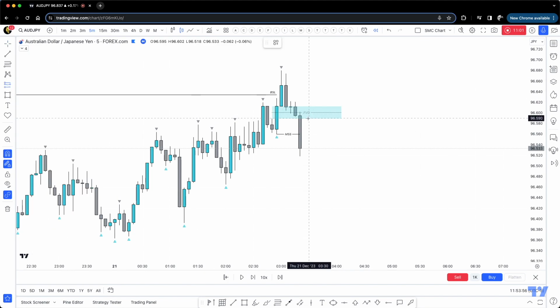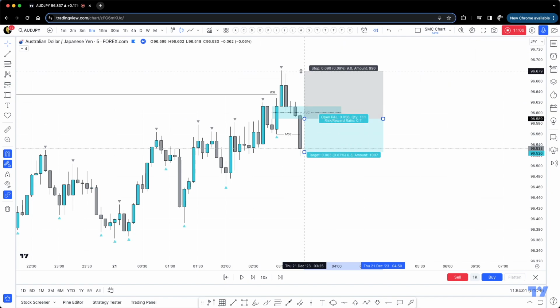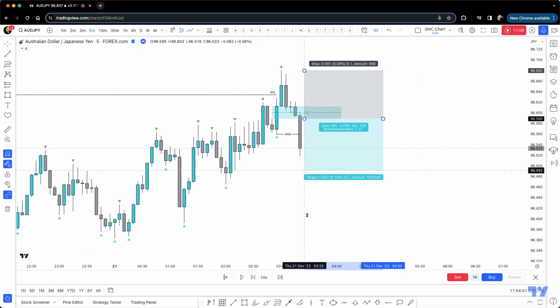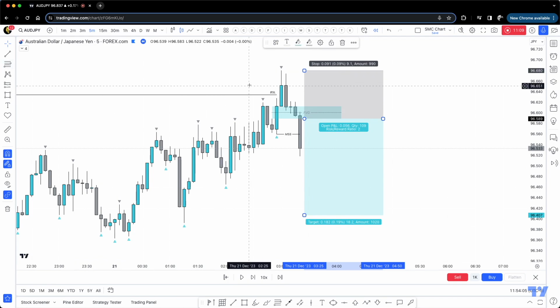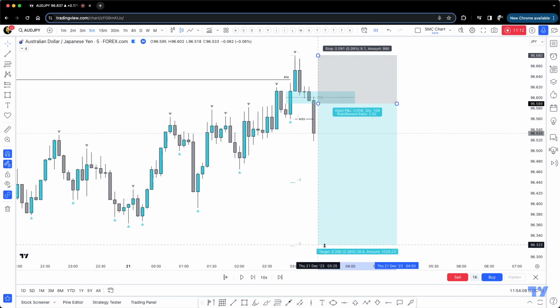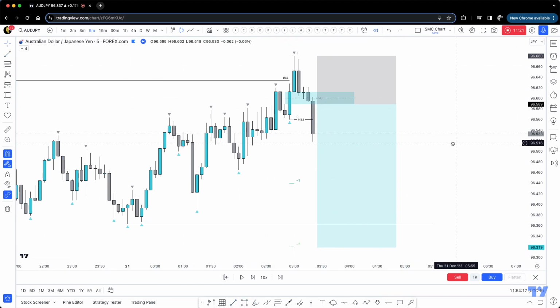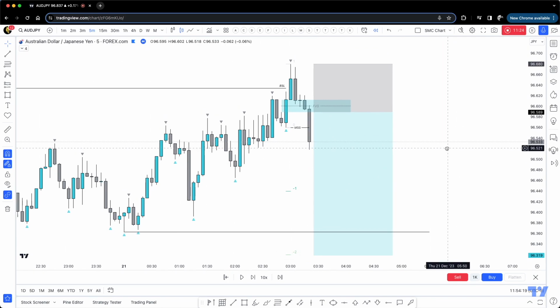If you want to go selling, you could be placing your sell limit right here. Stop above the previous high. Take profit using the fib from the high to the low. You could be targeting old lows right here. You could be targeting, I like this low right here, right? Or the -2 right there on the Fibonacci. So let's see what price does.